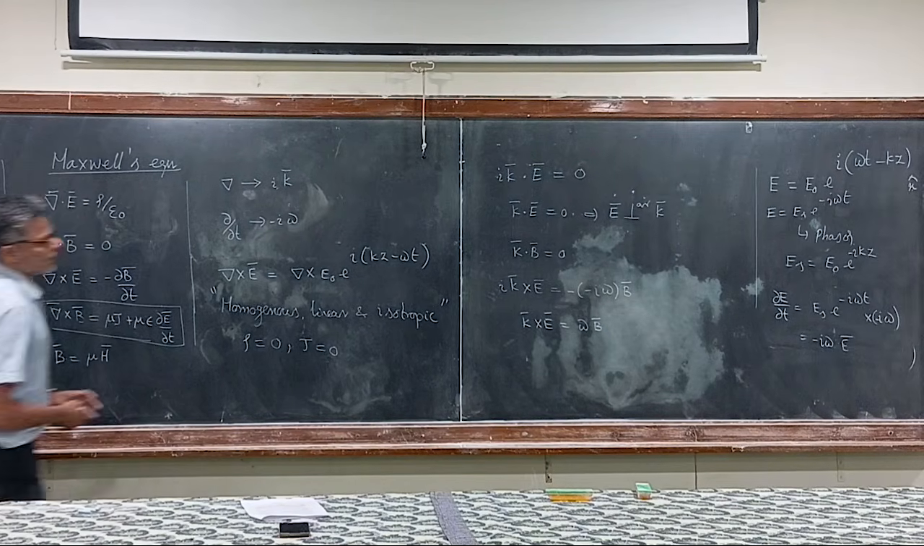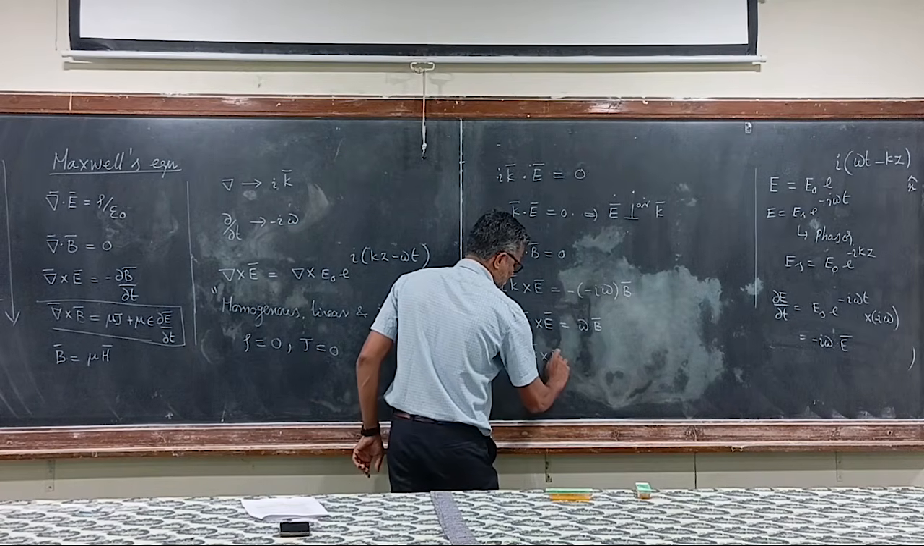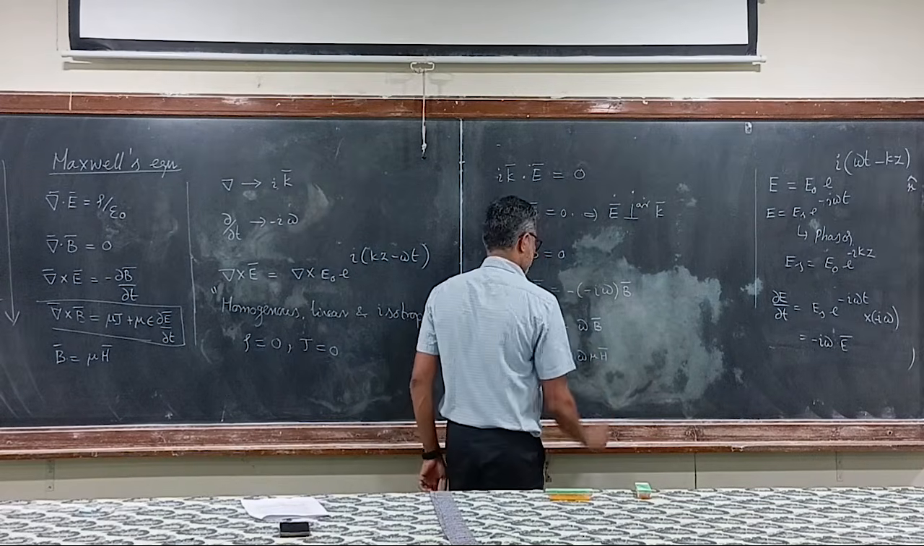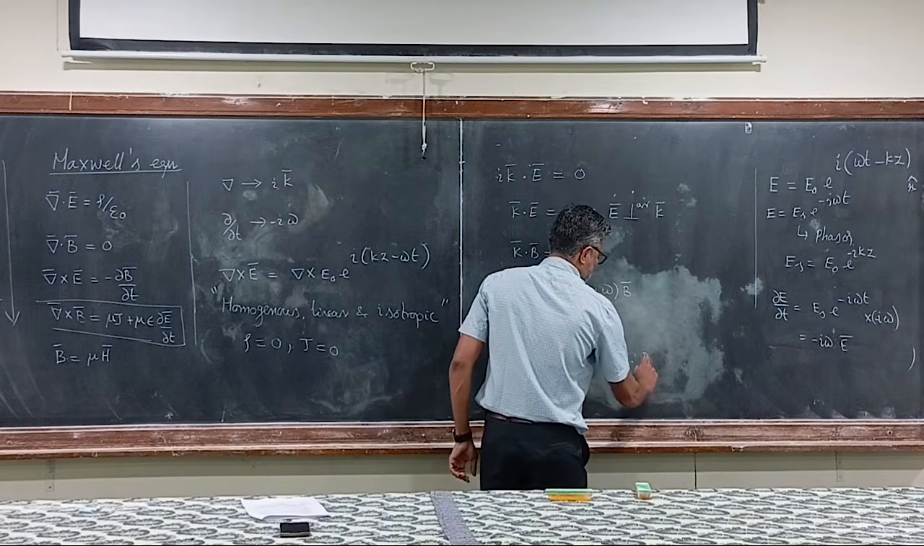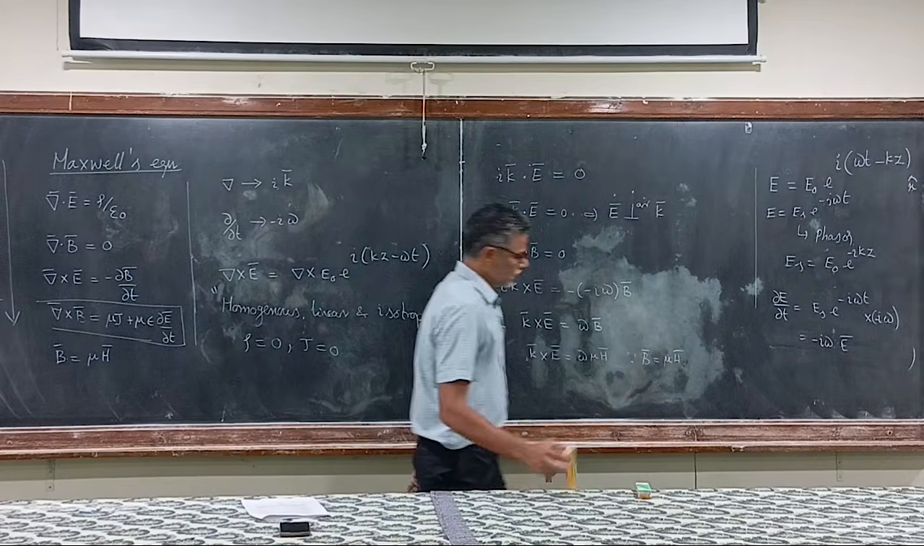And if you want to write that in terms of B equal to mu H, you have k vector cross E vector will be equal to omega times mu times H, because B equal to mu times H. And similarly the last one.